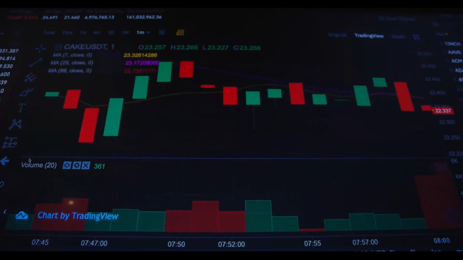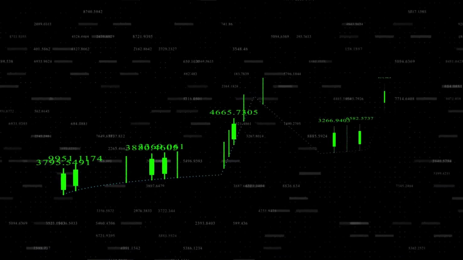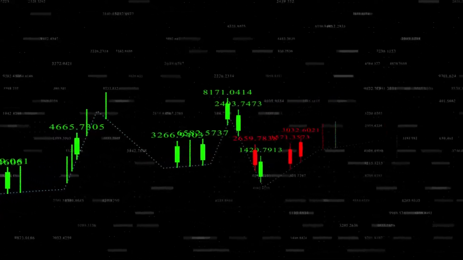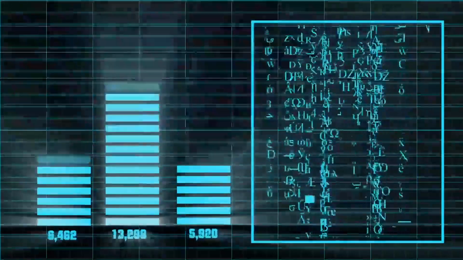Open any crypto app and you'll see charts. Red and green candles, lines going everywhere, numbers that update every second. Most beginners look at it for 5 seconds and close the app. It looks like the Matrix.